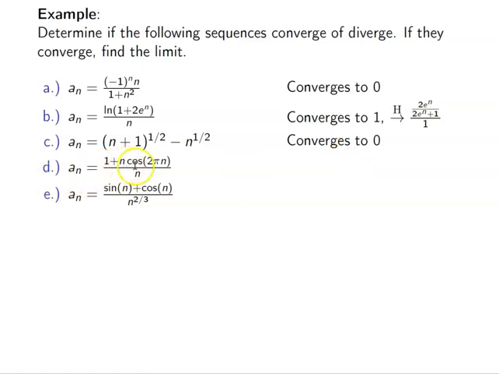Here, I have 1 plus n cosine 2 pi n over n. If we think about what's happening here, 2 pi n, well, what is cosine at all multiples of 2 pi? N equals 1 would be 2 pi. N equals 2 would be 4 pi, so another 2 pi. So all of these cosines are the same. Cosine of 2 pi is 1. So this cosine term is always just 1.